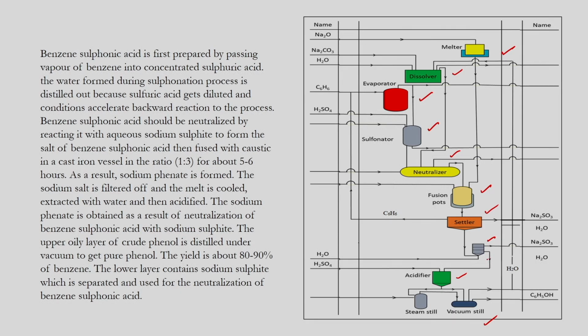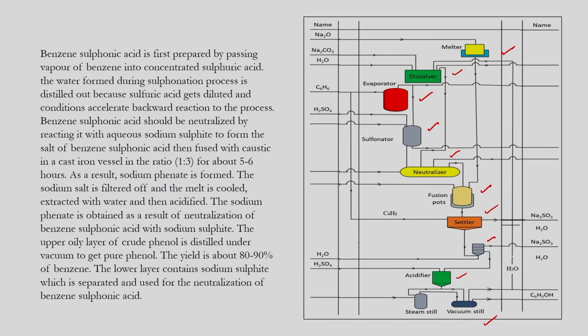the remaining portion of crude phenol is sent to a vacuum distillation column, and there it is distilled to get purified phenol. So, this is the whole process here.